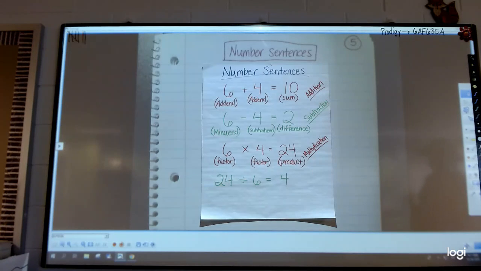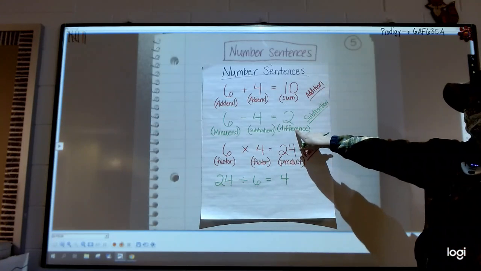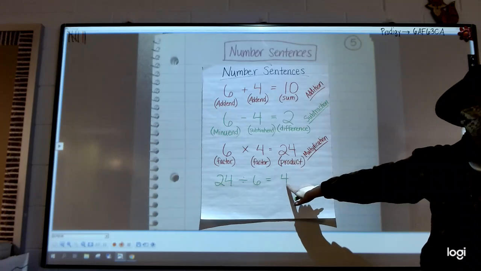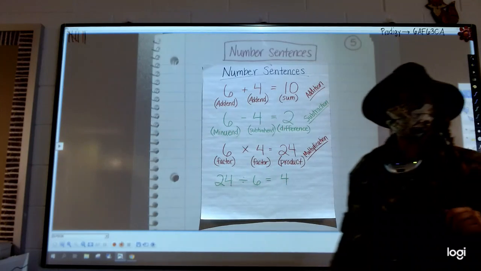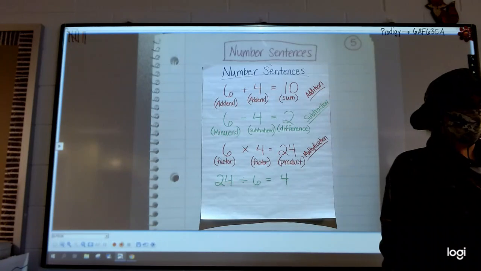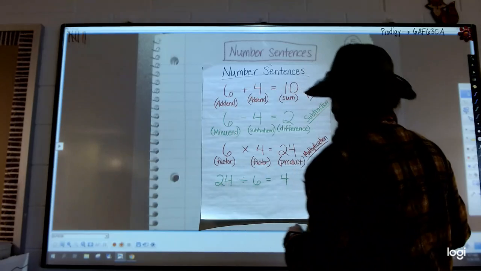Does anybody know what we call the answer to a division problem? Remember, in addition, we call it a sum. In subtraction, it's the difference. Multiplication, we call it the product. And division, what do we call our answer? Hayden? Property. Not a property, good guess. It's the quotient. All right, quotient.